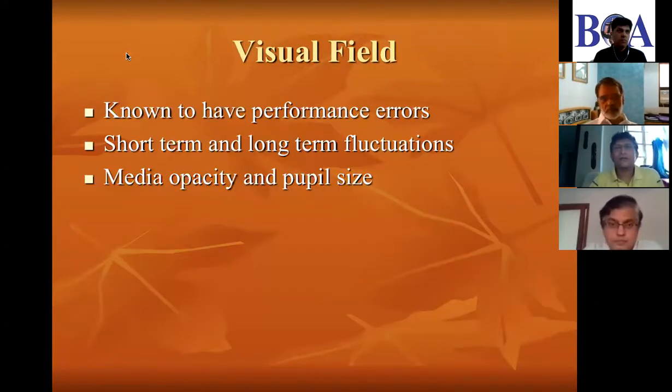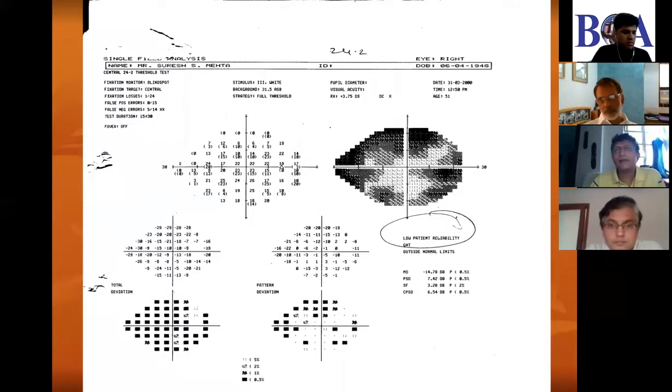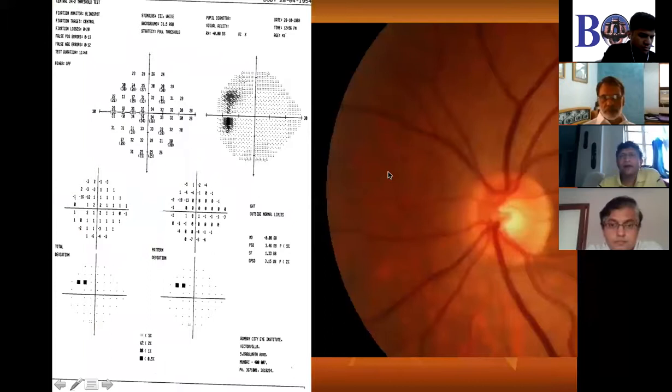Also, you have to keep in mind that visual field is known to have performance errors, especially the first field. And it is said up to 3 fields you may have to take to get really reliable fields. It is also prone to what we call short-term and long-term fluctuations, and it is definitely affected by media opacity. So these are some very common examples of artifacts and errors which occur on perimetry. This low reliability produces what we call a typical clover leaf defect.